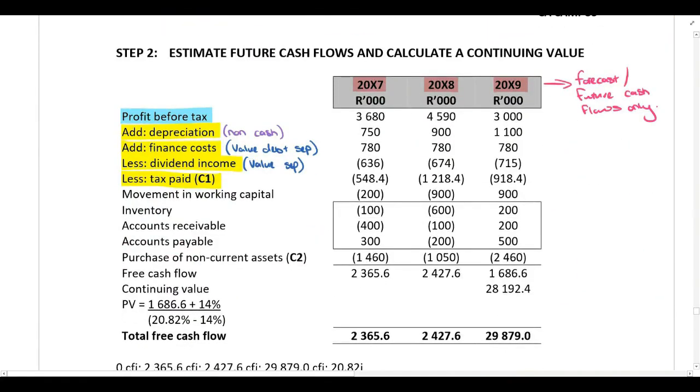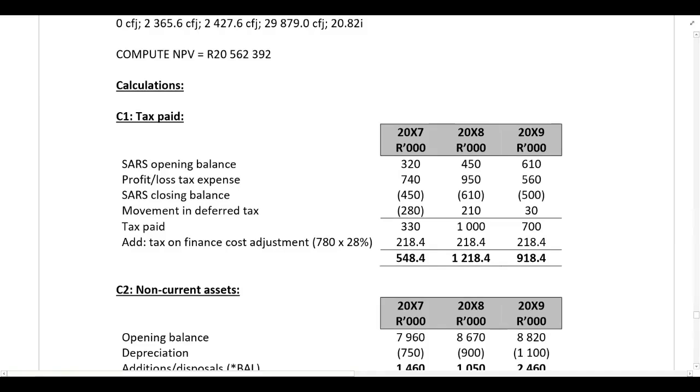Then let's look at the calculation of tax paid. So I said to you, this is not the tax expense that's sitting on your statement of profit and loss and other comprehensive income. It's the tax that we actually pay during the period. So how do we calculate the tax that is actually paid during the period?